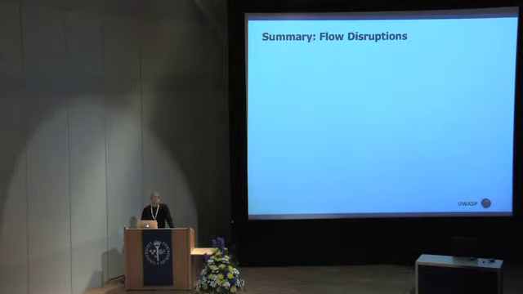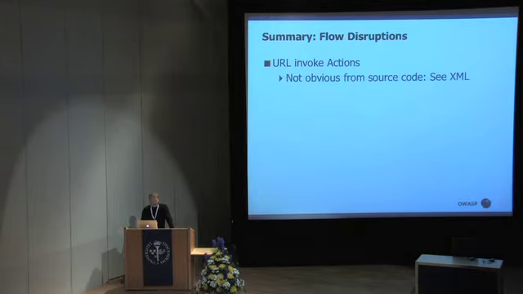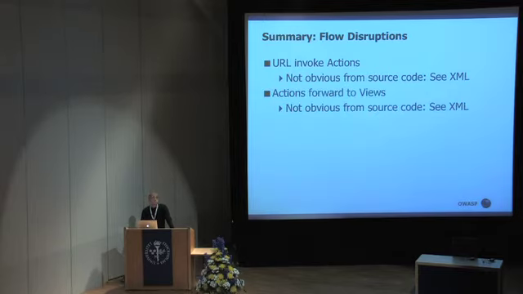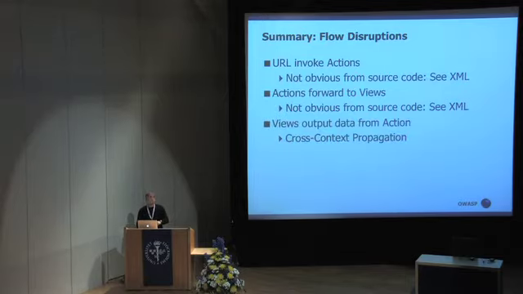So to give a summary of the flow disruptions, we have the URLs that invoke actions, which are not really obvious from the source code. You need to check the XML to see where that's coming from. You have the actions that forward to views, so the whole separation between business logic and presentation, which again is not obvious from the source code. You need to check the configuration XML to see what the invocation sequence is here. And the views output data, again, separation of business and presentation, they output data that were computed somewhere else.